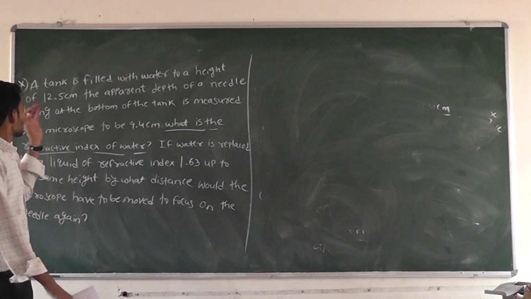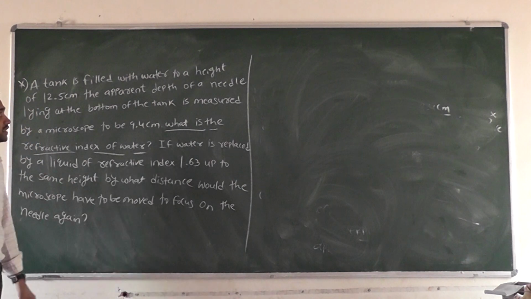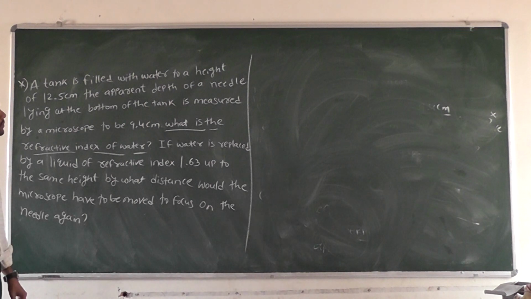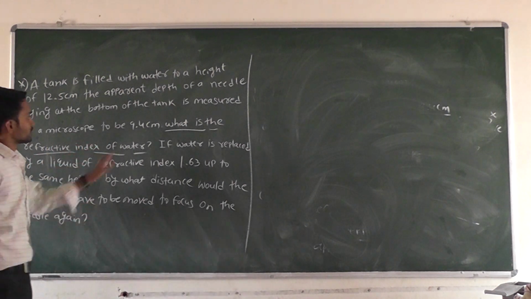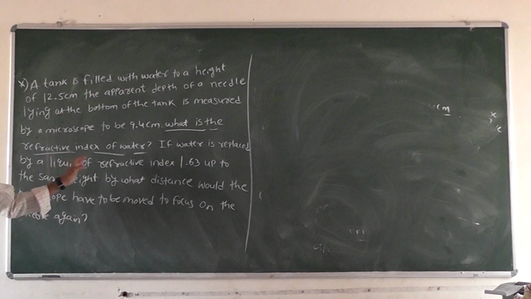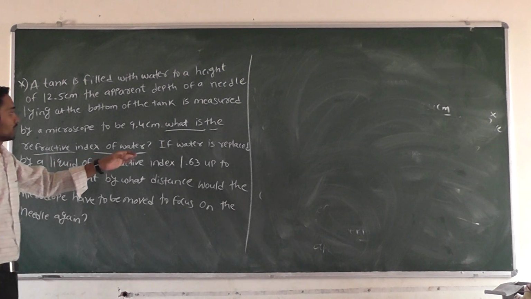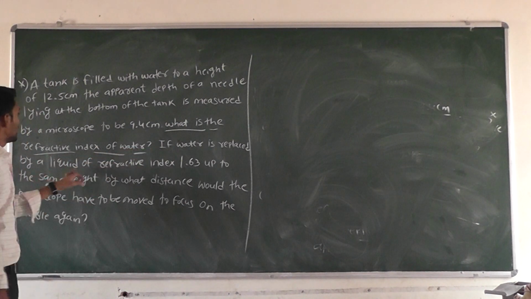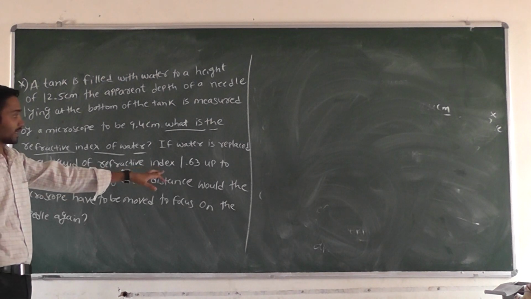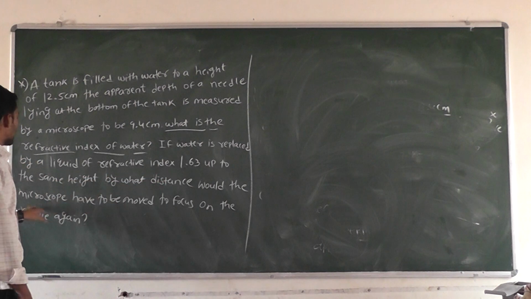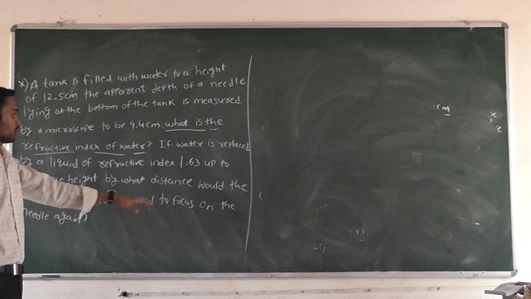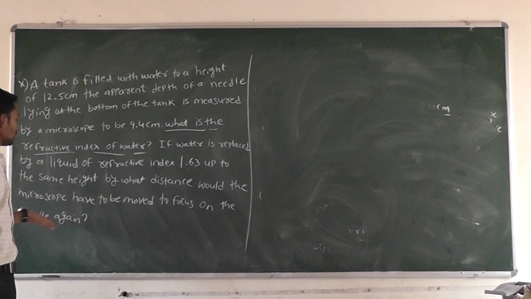Okay. Next question we are discussing. A tank is filled with water to a height of 12 centimeter. The apparent depth of a needle lying at the bottom of the tank is measured by microscope to be 9.4 centimeter. What is the refractive index of water? And if water is replaced by a liquid of refractive index 1.63 up to the same height, by what distance would the microscope have to move to focus on the needle again?